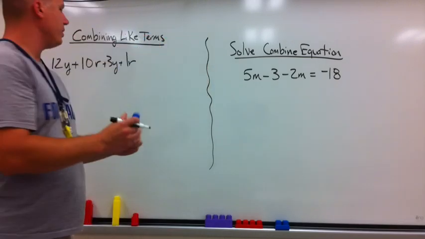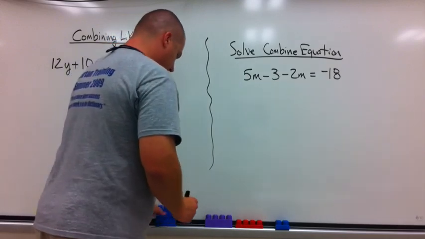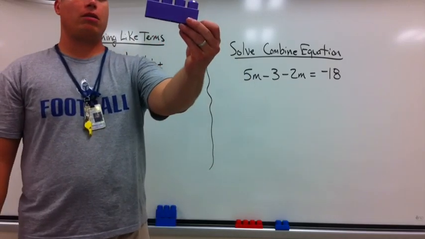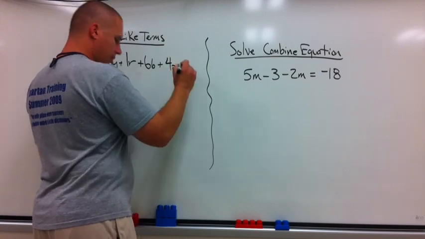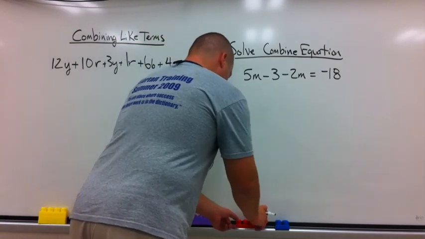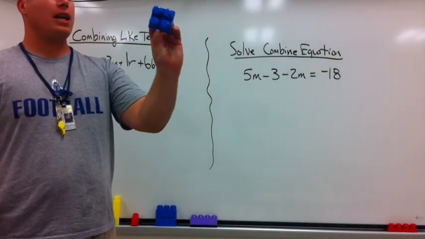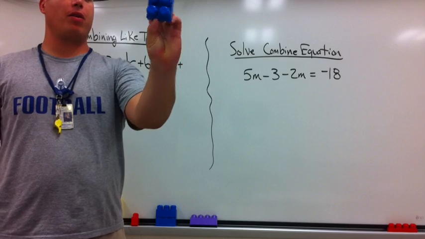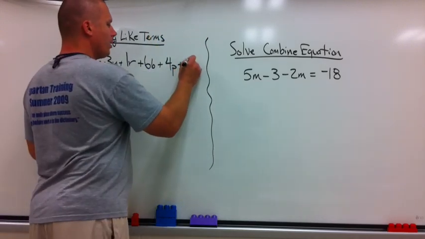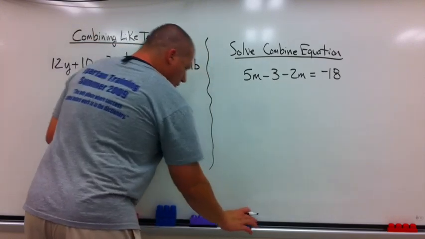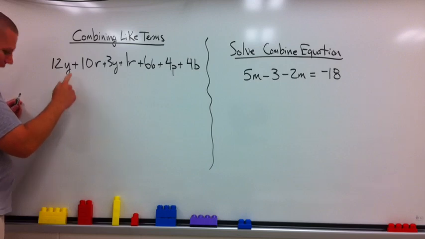Up next, 6 blue, 6B plus 6B plus 4P plus, I'm going to keep the red out for now so I don't run out of room. Last thing is I have a single piece, but there are 4 pegs. 4B. So what I did is I wrote down how many of each of the variable I have.